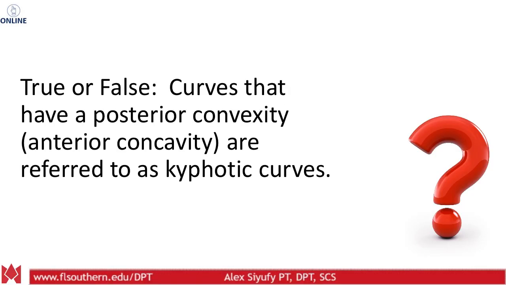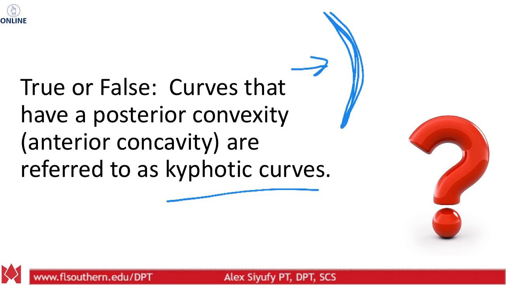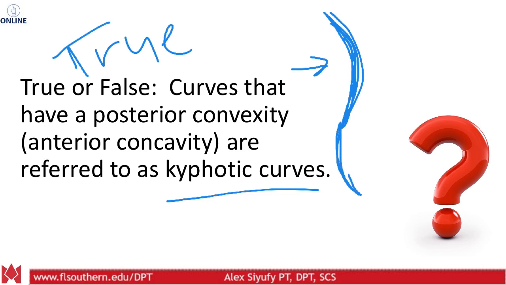Last slide here, just a little true-false question. Curves that have a posterior convexity, so they would look like that, posterior convexity and anterior concavity are known as kyphotic curves, and that is true. So if you look at the spine here, you're going to have a kyphosis at the thoracic spine, and that's going to be followed by a lordosis at the lumbar spine, and then a kyphosis at the sacral spine.